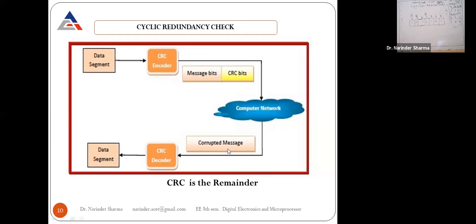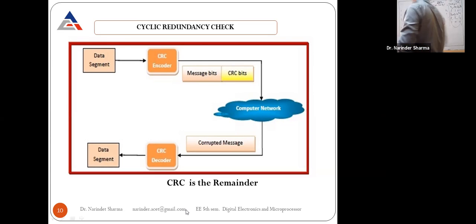Now, if there is any corrupted message, let us say the data being sent from this data segment is not exact, or something has been added in it, or something has been changed, that is a corrupted message. Then there is a CRC decoder, then there is a data segment. It has to be decoded at the receiver end, and then there should be a data segment.